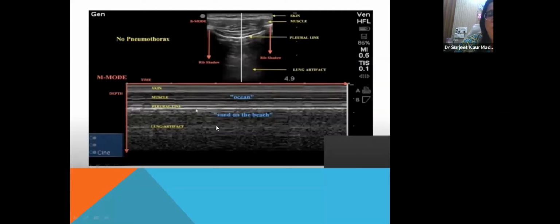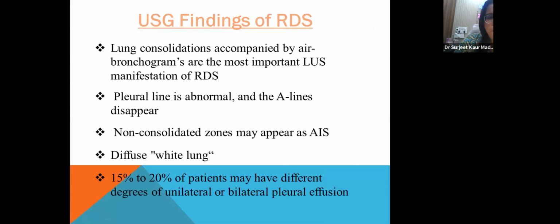So if you put an M mode and get this sandy beach appearance or seashore appearance, this is normal. This sandy beach appearance disappears or changes when there is pneumothorax. So when you see this pattern of sandy beach appearance, it means you don't have a pneumothorax in that particular zone.